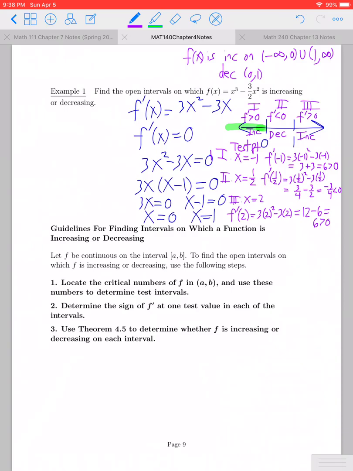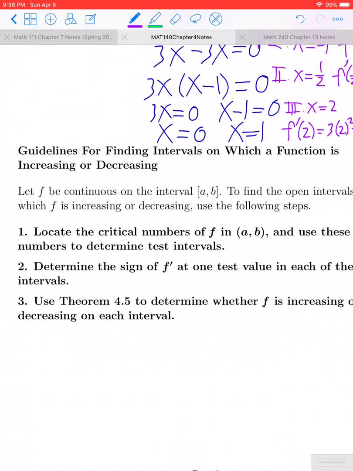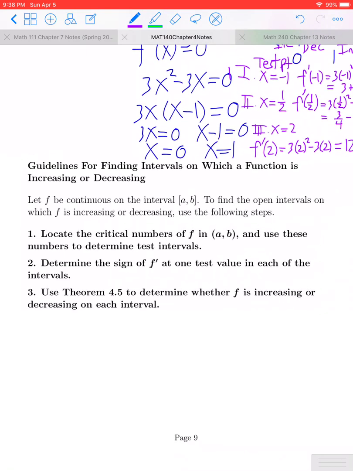Just to recap what we did, these are going to be the guidelines for finding the intervals on which a function is increasing or decreasing. Suppose we have a function that's continuous on the closed interval a to b. To find the open intervals on which the function is increasing or decreasing, we're going to do the following steps.